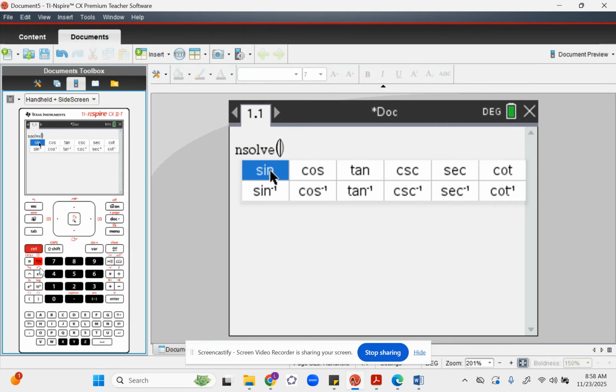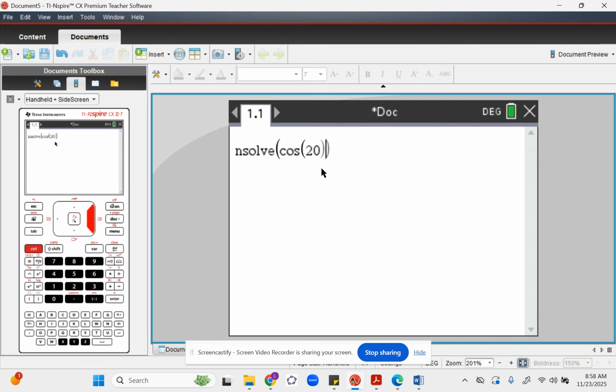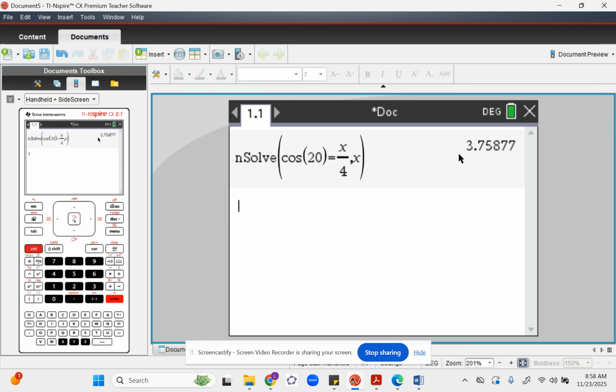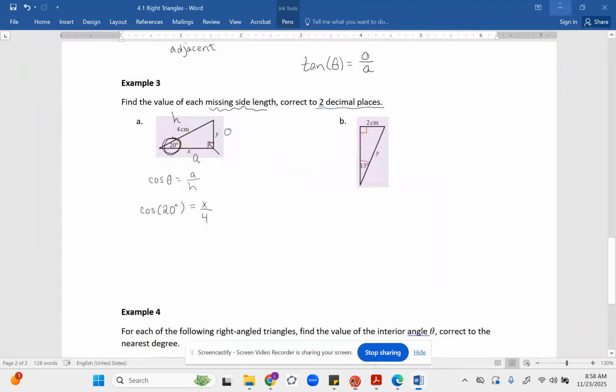On the left, you can see I just pressed the trig button. So I'm going to go cosine of 20 equals x over 4, comma x. So I have the cosine of 20 equals x over 4, and I should see x is 3.76 to 2 decimal places. So I have 3.76 centimeters. It's less than the hypotenuse, which is a good sign. Okay, now I can find y.